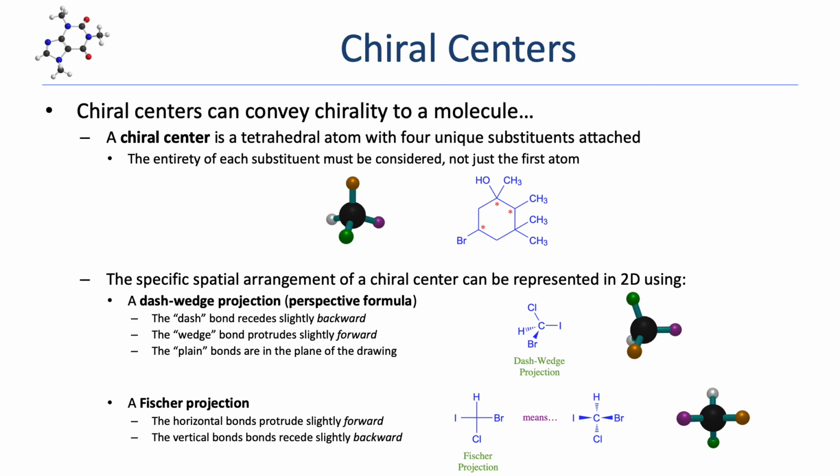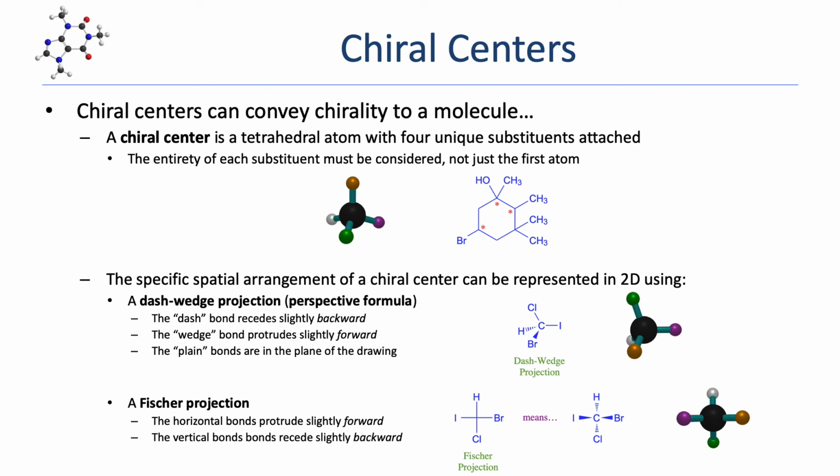So if you look at this example, I have it represented both as a dash wedge projection and as a 3D model. And you can see from the 3D model that this is a chiral center, right? We have this carbon with 4 unique groups attached to it, and it is tetrahedral. To represent the actual spatial arrangement, the 3D arrangement of all of those groups, we use a dash and a wedge. Here's how it works. The 2 plane lines represent atoms that are in the plane of the drawing itself. So if you look, the bond to the chlorine and the bond to the iodine are on straight lines.